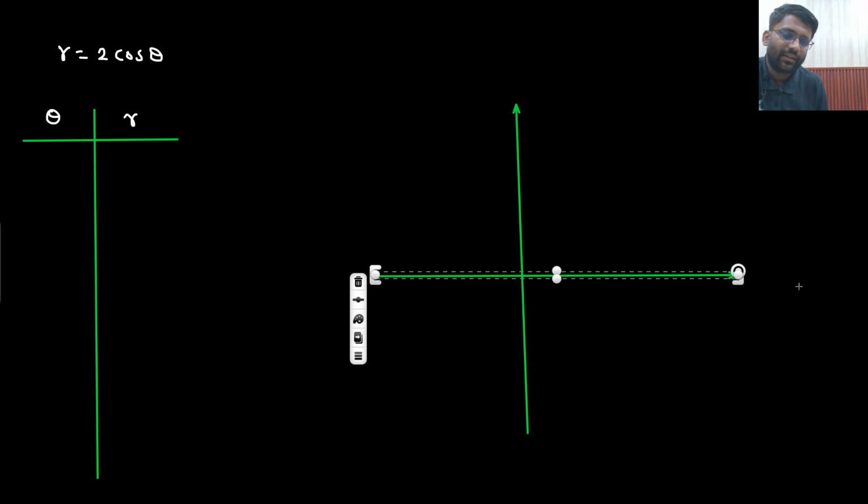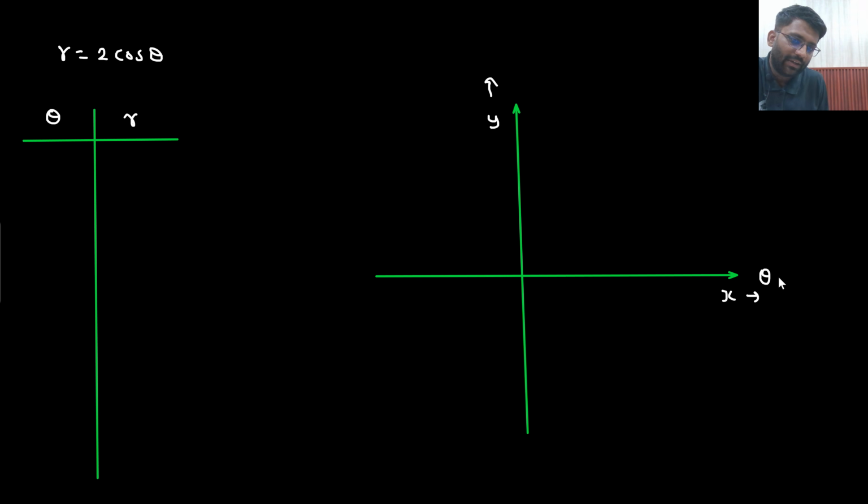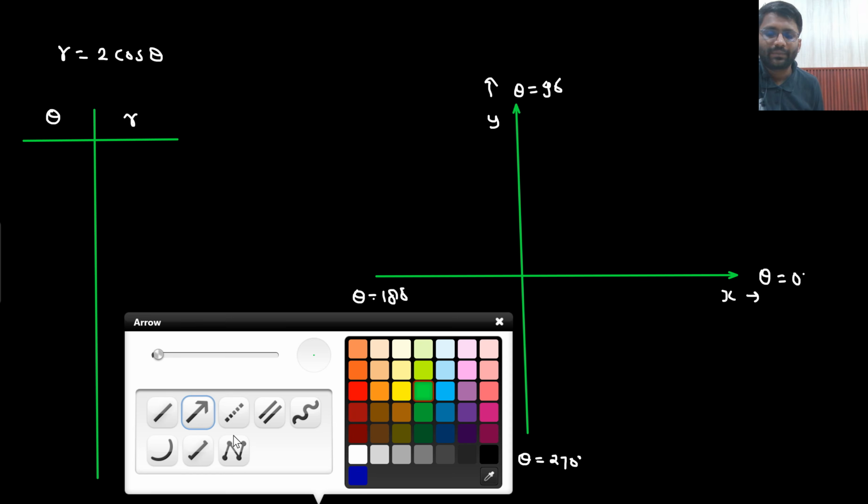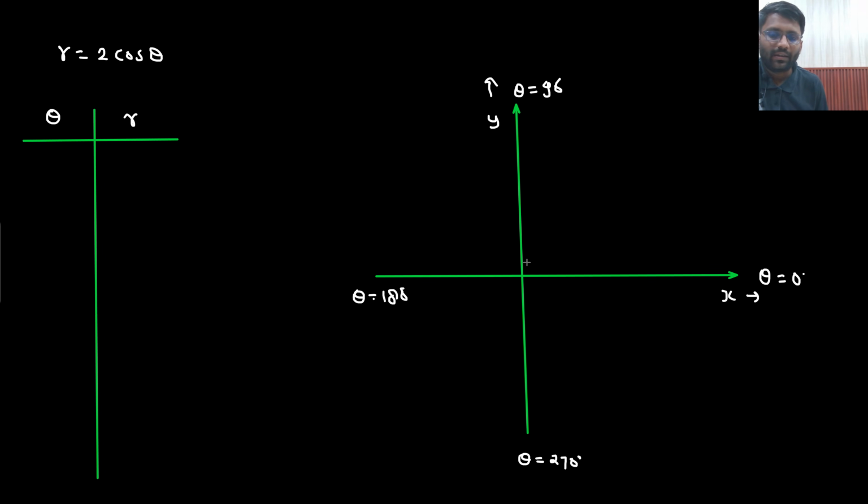On the xy plane, can you let me know what the value of theta will be here? The value of theta here will be 0 degrees. What will be the value of theta here? 90 degrees. Here? 180 degrees. Here? 270 degrees. Then again 360 degrees. In between, in the middle, how much angle is it making with the positive x-axis? 45 degrees.